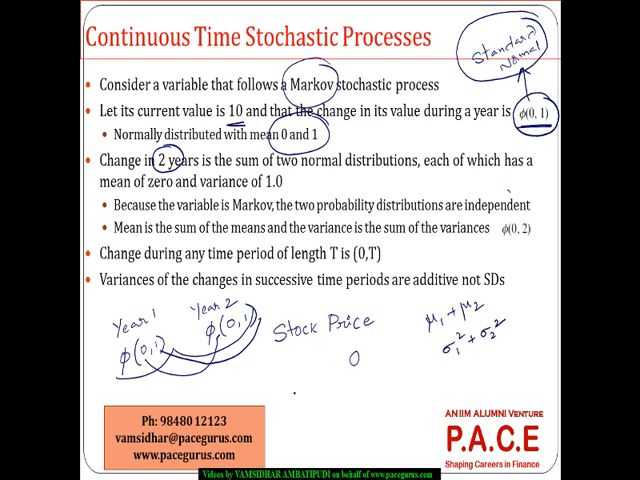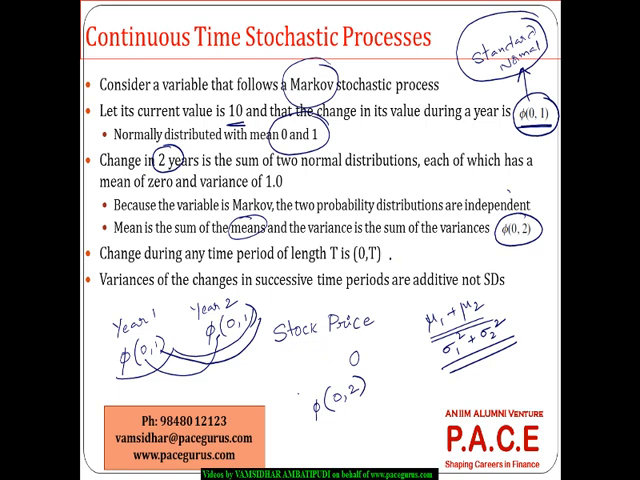The same logic applies if they are two independent ones, and yes, they are independent because they are following the Markov property. One value is not based on the past values, so they are independent. So for a 2-year period, if I am looking at the change, it follows a normal distribution with a mean of 0 and a variance of 2. Mean is the sum of means, variance is the sum of variances.